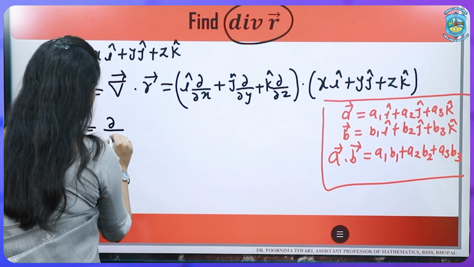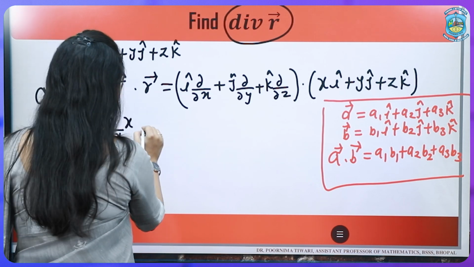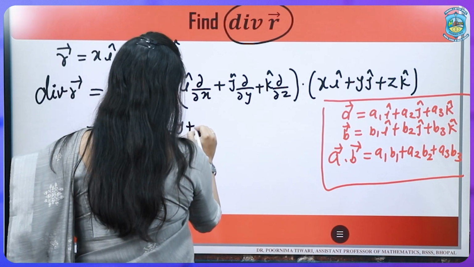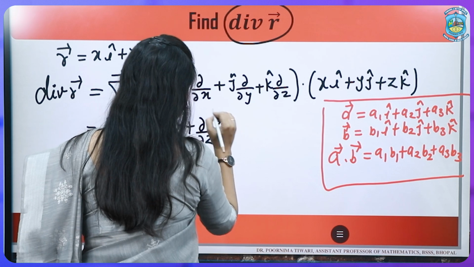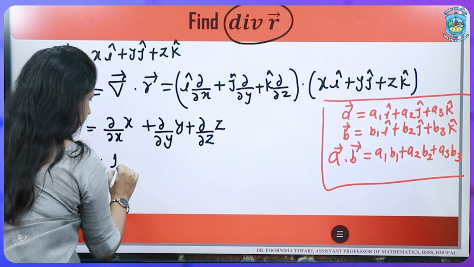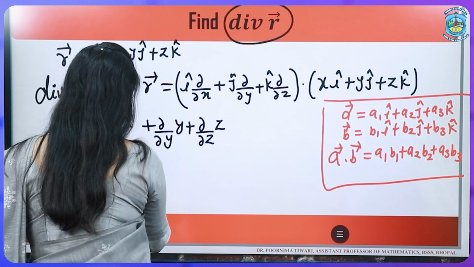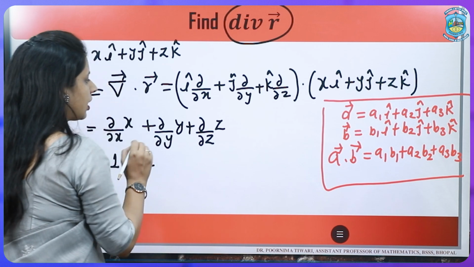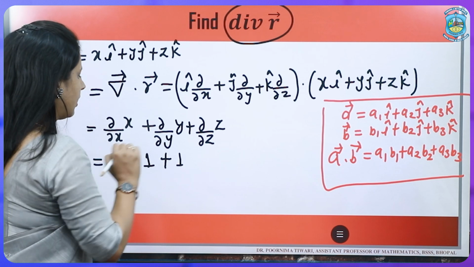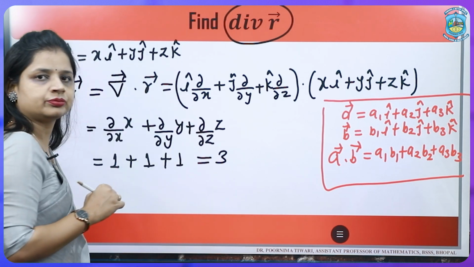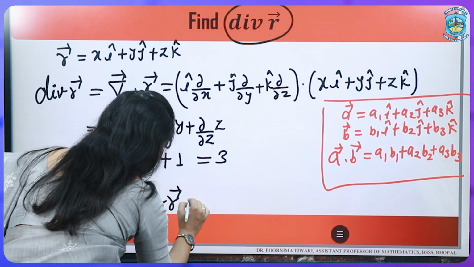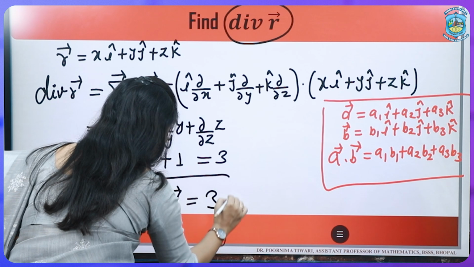After applying the formula, we will get del by del x of x, plus partial differentiation with respect to y of y, plus partial differentiation of z with respect to z. When we differentiate x with respect to x, we get 1. Likewise, when we differentiate y with respect to y, we get 1, and differentiation of z with respect to z is 1. That means, this value is 3. So, whenever we calculate divergence of this standard position vector r, this value is 3.